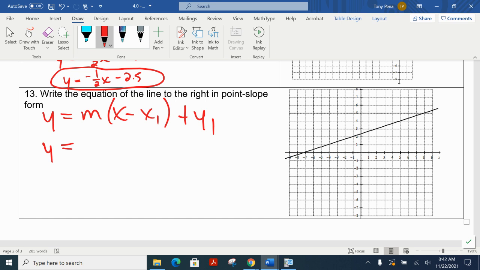Okay, let's do the point slope version. First, we need our slope. Alec, what did you get for the slope? 1/3. Good. All right, do we all get 1/3?